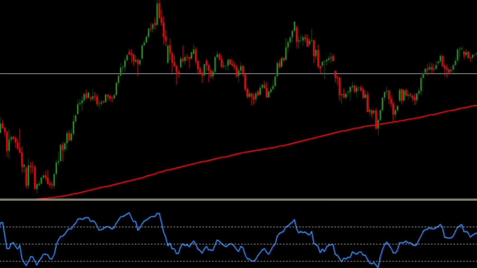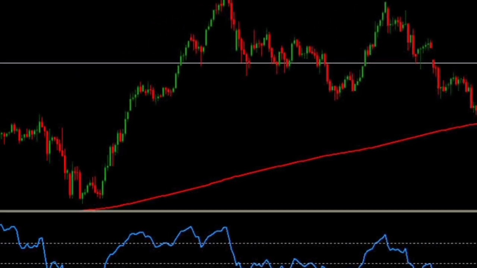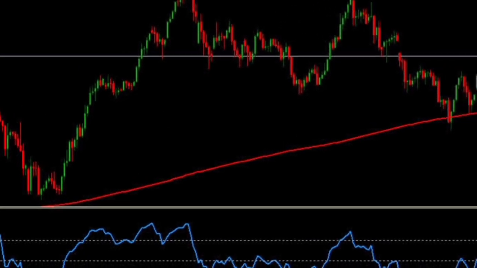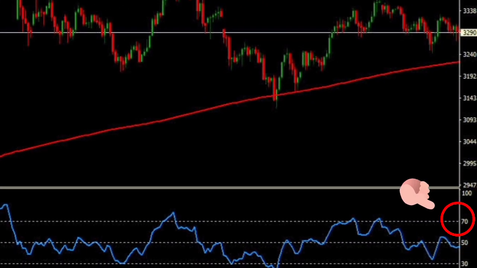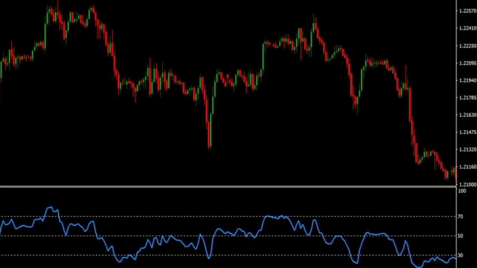In fact, some of the strongest market rallies happen when RSI is above 70 and continues rising. And some of the most brutal sell-offs happen even when RSI is already below 30.